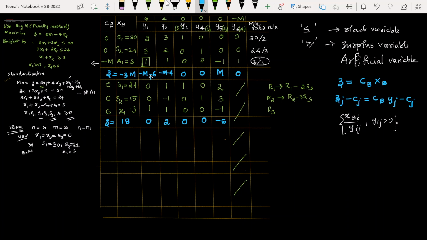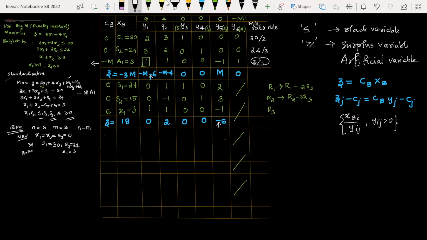Now this second iteration also leaves us with a negative net evaluation, so that's an indication that the solution can still be improved. So we have to improve the solution. In order to do that, we make the variable corresponding to the negative net evaluation enter the basis. There is only one negative net evaluation, so we have no choice but to make this variable, that is S3, enter the basis. So we make S3 enter the basis.